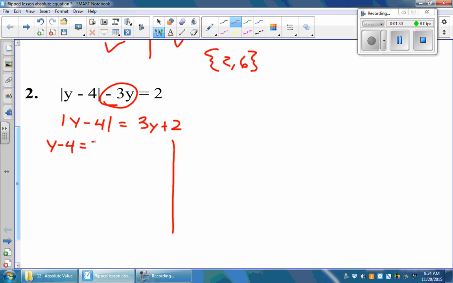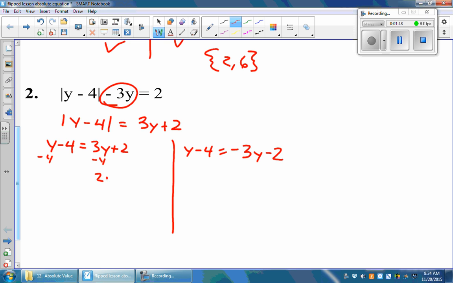y minus 4 equals 3y plus 2. And y minus 4, now here's where it gets tricky, equals negative 3y minus 2. If there's two terms, you have to negate them. If there's 20 terms, you have to negate every one of them. Now solve each of them.